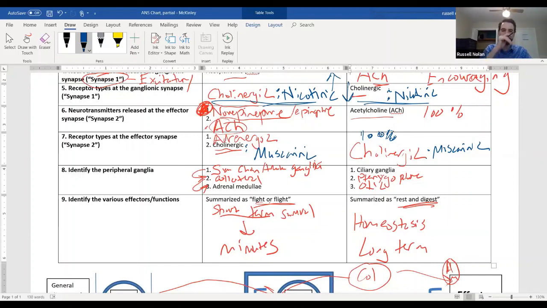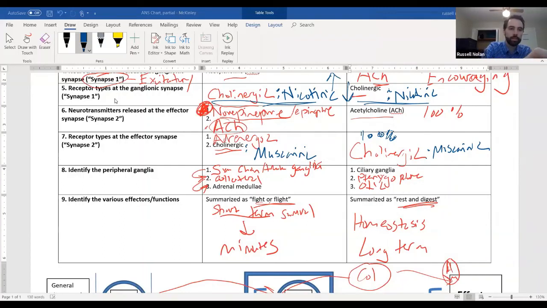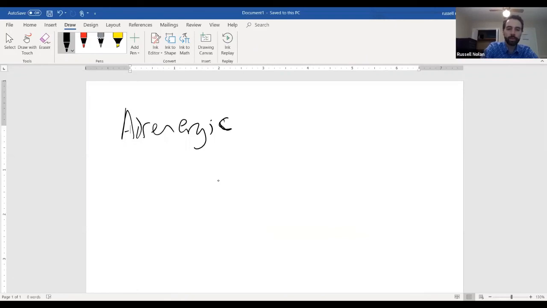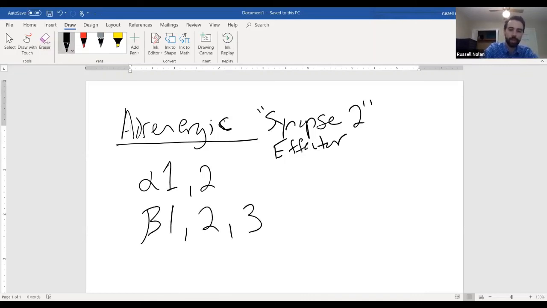And then the final thing that I want you to look at, I'm not going to spend a lot of time on it. Your book does a good job. So let me just create a new page because I'm kind of running out of space there. Is when we look at adrenergic receptors. Let me make sure you can see this. Let's look at the different types of adrenergic receptors. So adrenergic receptors, of course, are all located at synapse 2, which is the effector synapse. So at the effector, we have alpha 1, alpha 2, and then we have beta 1, beta 2, and beta 3.